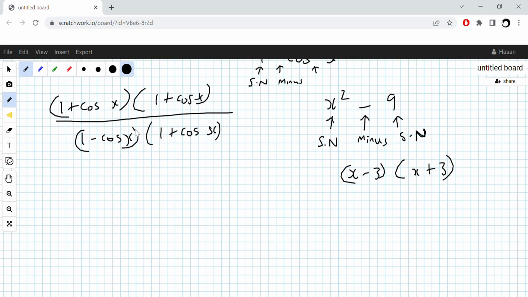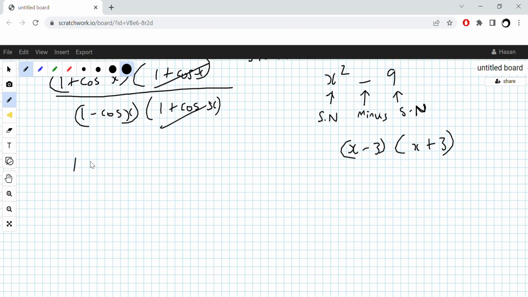Once you have it in this form, you can cancel out 1 plus cos x from top and bottom. Then you're left with 1 plus cos x at the top and 1 minus cos x on the bottom, and that's what they wanted us to get.